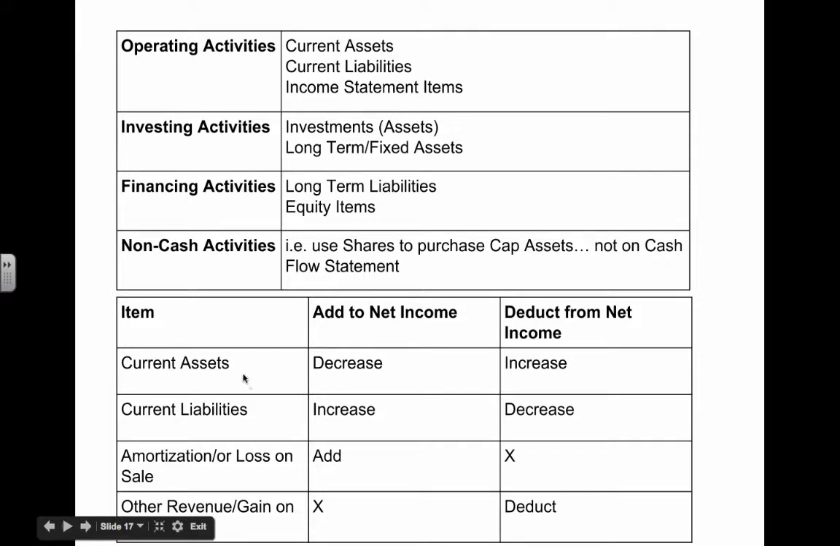This is going to work for all current assets. If they went down, add it back. If they went up, subtract it. And you'll see what I mean when we prepare one. Current liabilities are opposite to that of current assets.